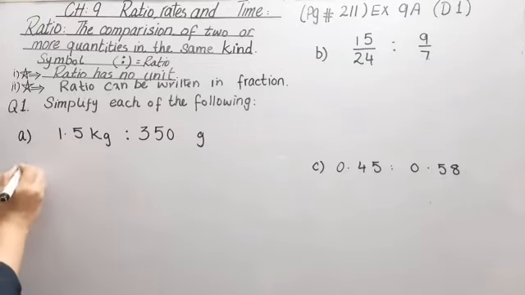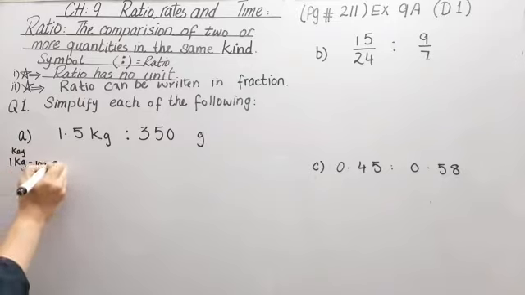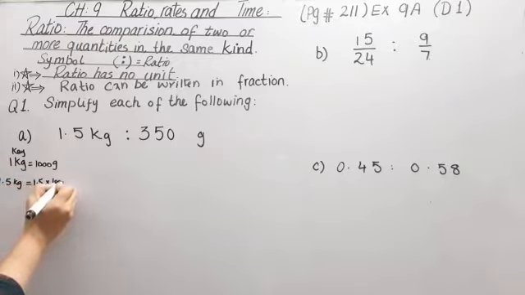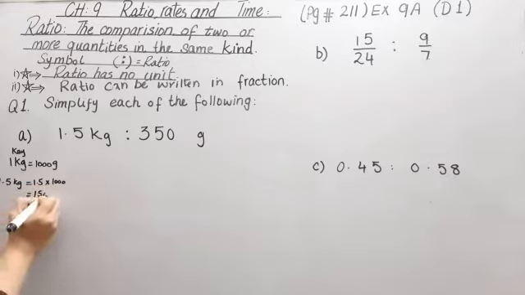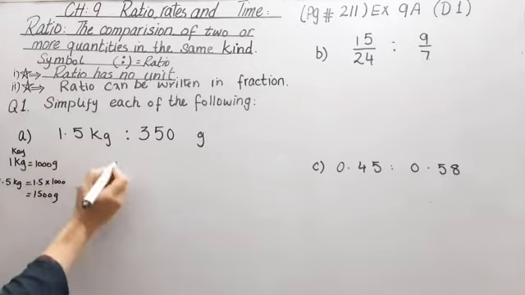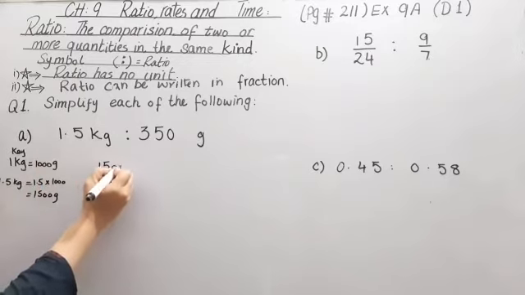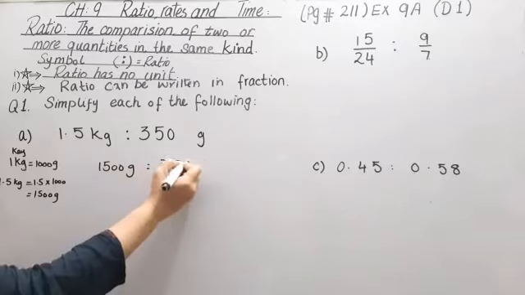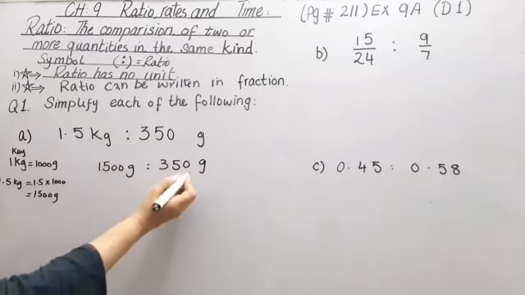First I convert it. 1 kg is equal to, this is the key for this question, 1 kg equal to 1000 grams. So we have 1.5 kg. We just multiply this 1.5 by 1000 grams and it will be 1500 grams. So we put here 1500 grams rather than 1.5 kg. Basically we convert kgs into grams. So both are now in the same unit.